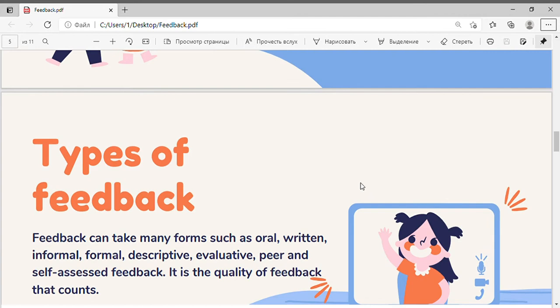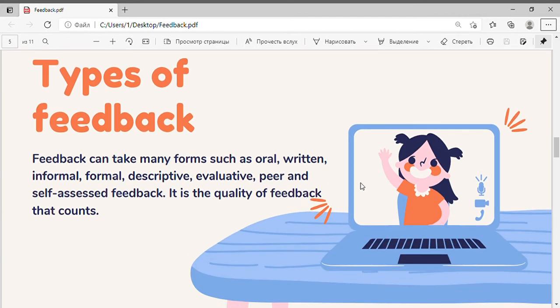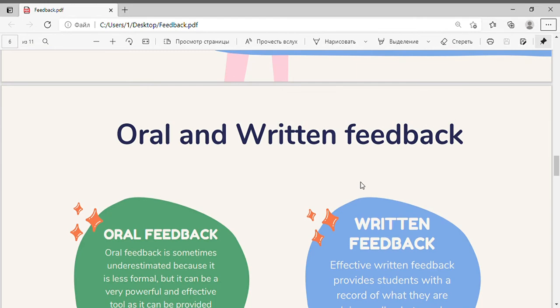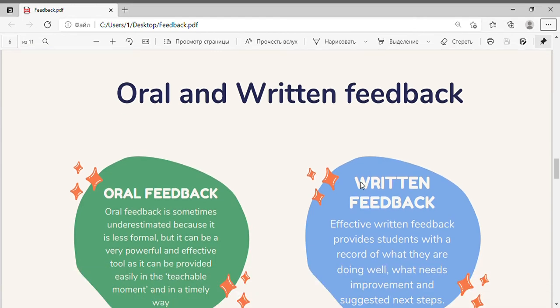Also, there are different types of feedback. Feedback can take many forms such as oral, written, informal, formal, descriptive, evaluative, peer, and self-assessed feedback. Students and parents need to be made aware of the different forms of feedback, and that comments or oral feedback can be just as impactful or important as marks.